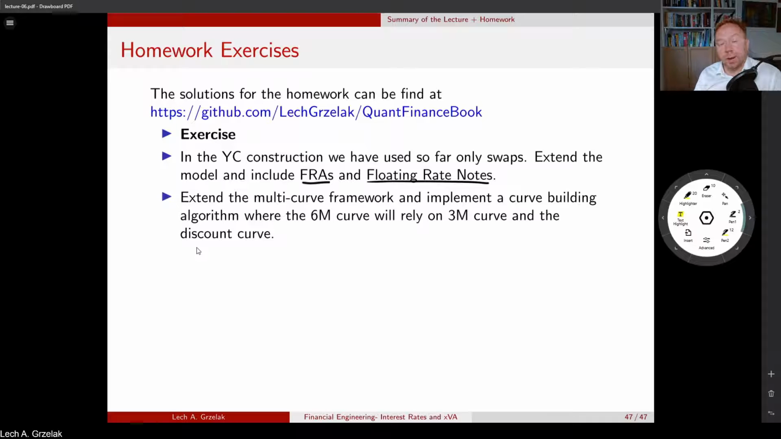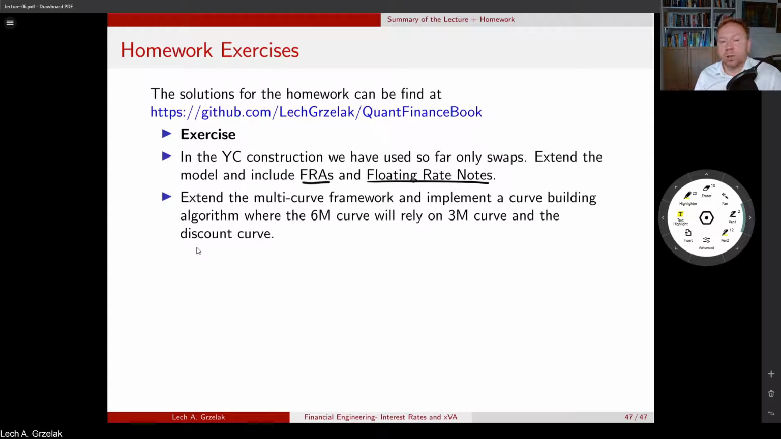The second part is also coding: to extend the framework with an additional layer of a forward curve. Right now we have only the base curve, or discount curve. We also have a 3-month forecasting curve. Your task is to include an additional layer with a new curve, which will depend on both 6 months and 3 months, and also on the instrument quotes in the market.